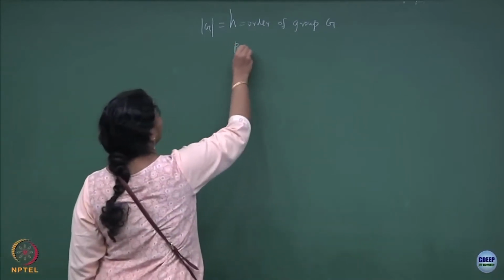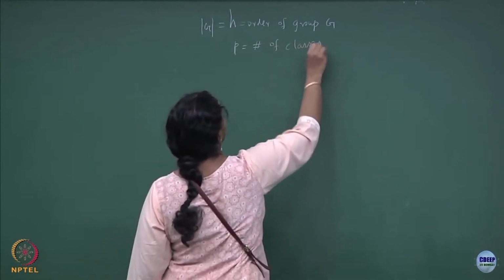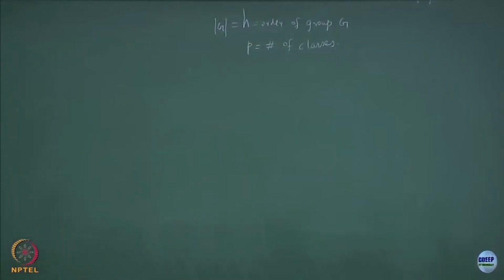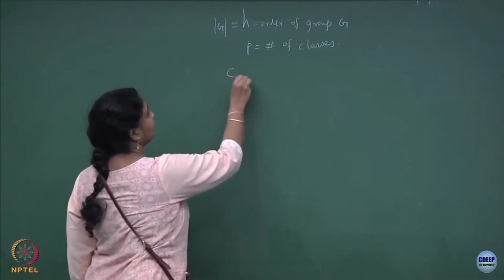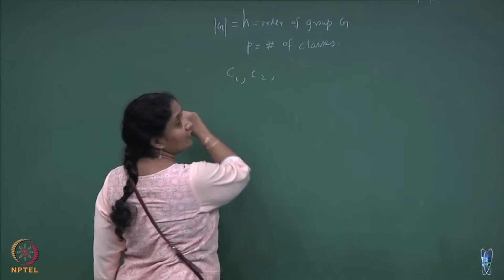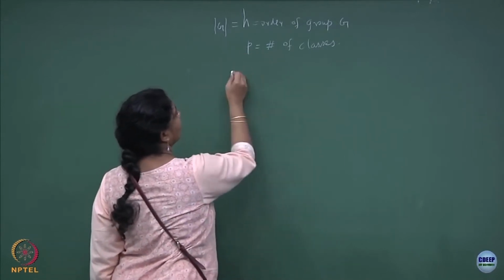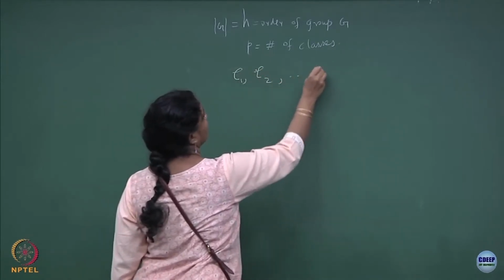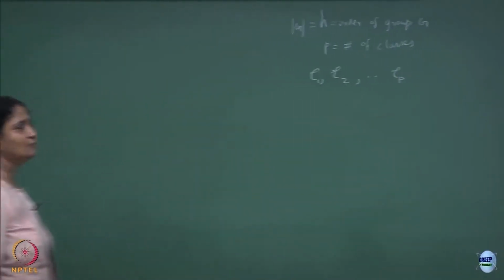P is the notation which we are going to use for the number of classes, and classes we will denote by C1, C2. So, do not confuse this C with your group structure. You can, if you want, put some kind of curly C. C1 to CP, P classes are there.